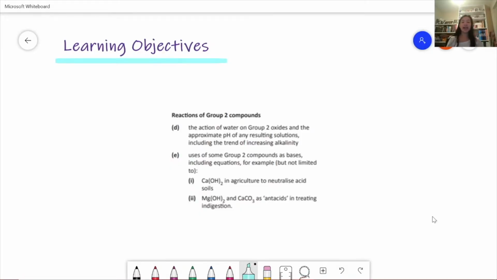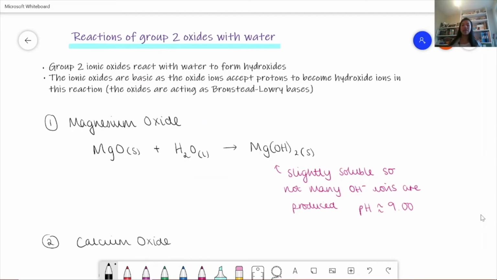Today we're going to be looking at reactions of group 2 compounds, so the action of water on group 2 oxides and the approximate pH of any resulting solutions, including the trend of increasing alkalinity, and also the uses of some group 2 compounds as bases, including equations. So for example, we'll be looking at calcium hydroxide in agriculture to neutralize acid soils, and magnesium hydroxide and calcium carbonate in treating indigestion. So we're going to look at reactions of group 2 oxides with water.